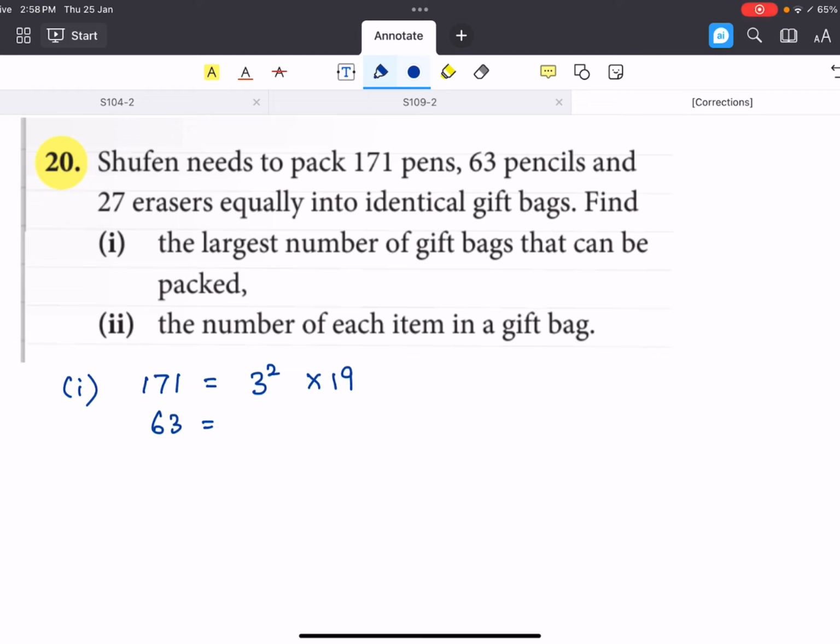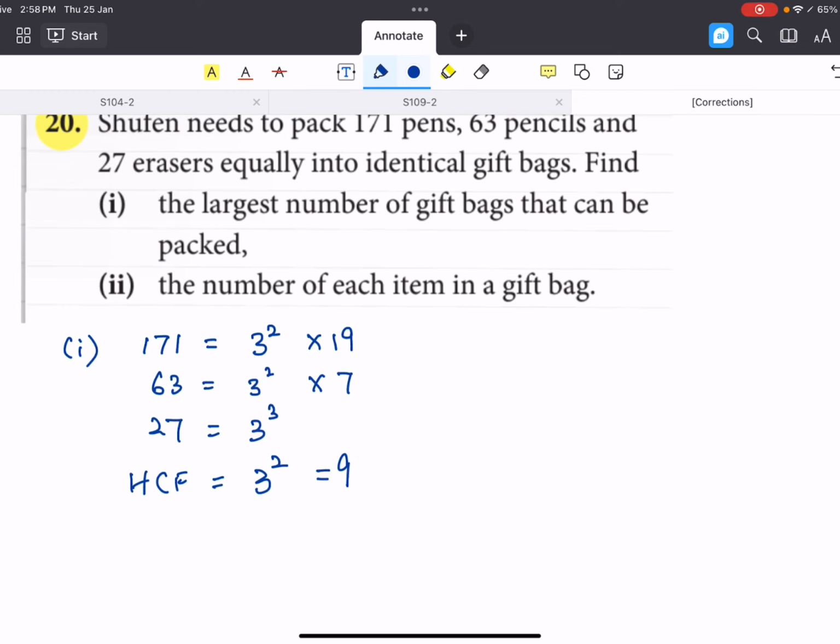63 is 3 to the power 2 times 7, and 27 is 3 to the power 3. Therefore, the HCF is equal to 3 to the power of 2, which is equal to 9. Now, please write down the statement, right? So, largest number of gift bags is 9, right? Part 2, the number of each item in the bag.